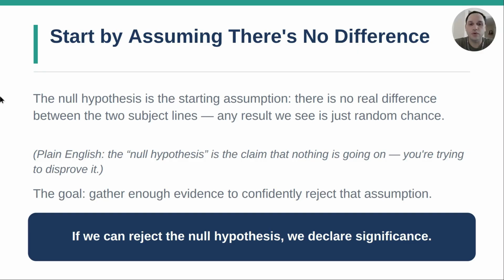Before we can test the result, we need to set up the test properly. We start from the null hypothesis, the assumption that there is no real difference between the 2 subject lines, and that any result we see is just random variation. In other words, we begin by assuming version A and version B perform equally, and what we observe in the data is just noise. The goal of the significance test is to gather enough evidence to confidently reject that assumption. If we can reject it, if the evidence is strong enough, we declare the result significant and conclude that the difference is real.